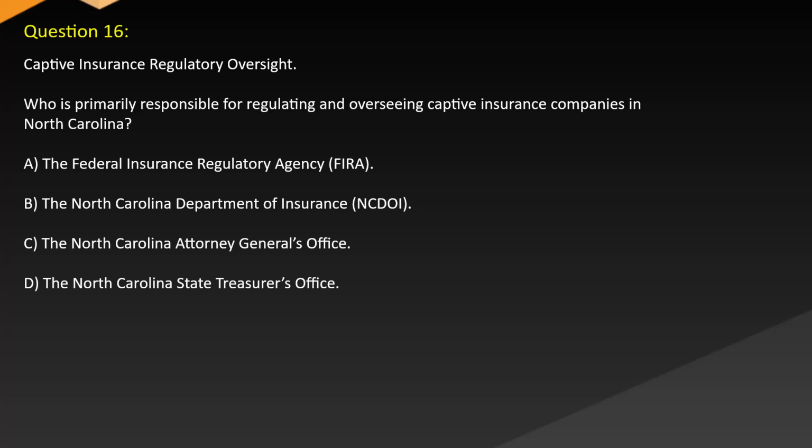Question 16. Captive Insurance Regulatory Oversight. Who is primarily responsible for regulating and overseeing captive insurance companies in North Carolina? A. The Federal Insurance Regulatory Agency, FINRA. B. The North Carolina Department of Insurance, NCDOI. C. The North Carolina Attorney General's Office. D. The North Carolina State Treasurer's Office.